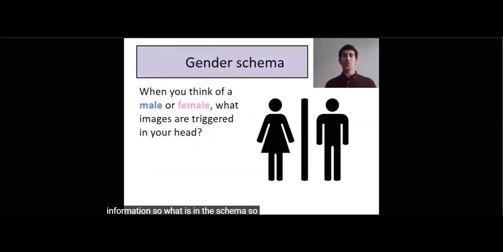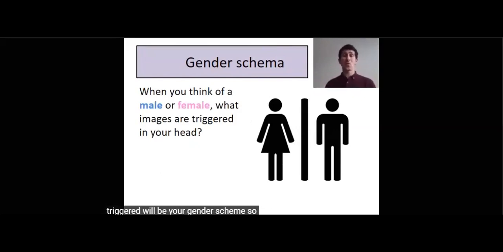So we have a range of different schemas. If I throw any word at you like school or picnic, a load of words and images will be related to those topics. And that's your schema for each of those particular areas. So when I say the words male and female, the words and images that come to mind and are triggered will be your gender schemas.